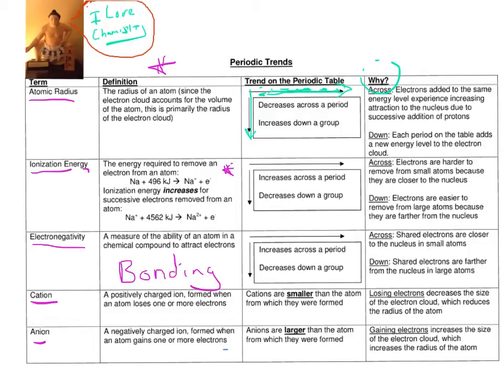Going down, I'm adding an energy level each row I go down the periodic table. So that's pretty simple. It means your atoms are getting larger.